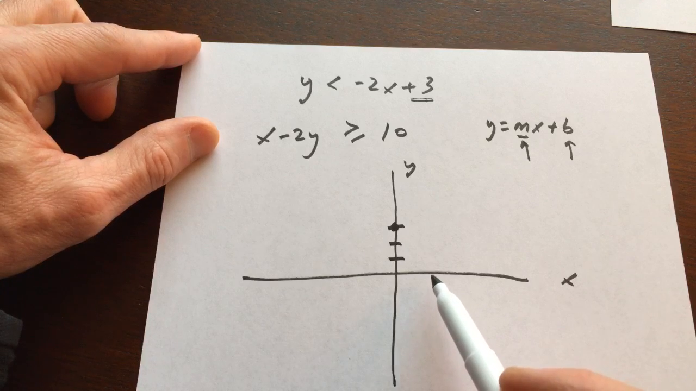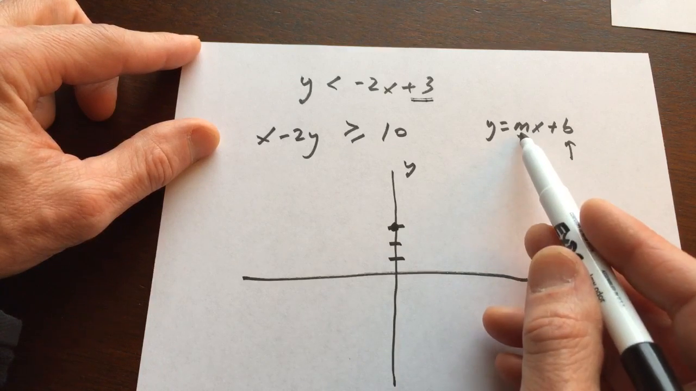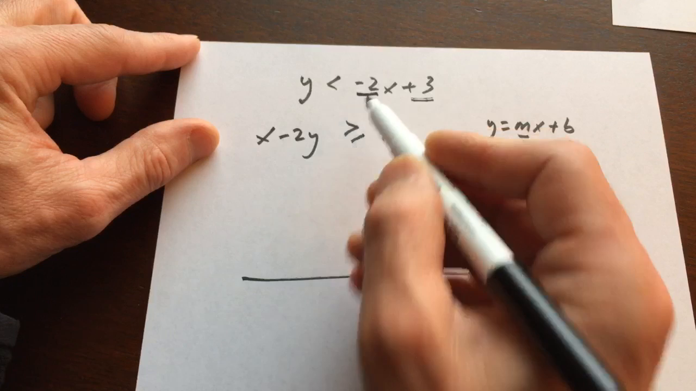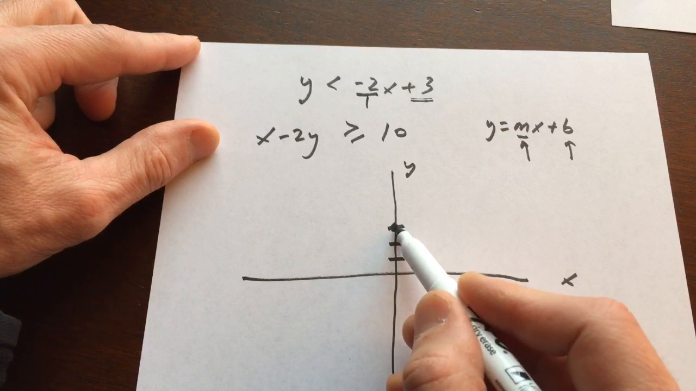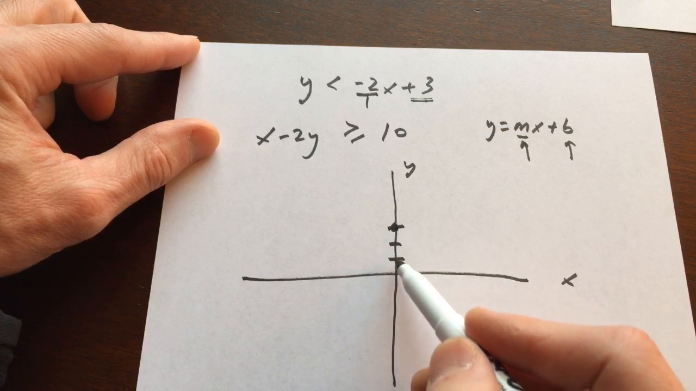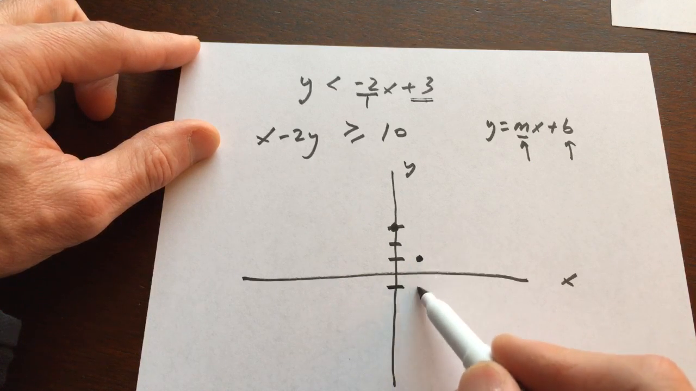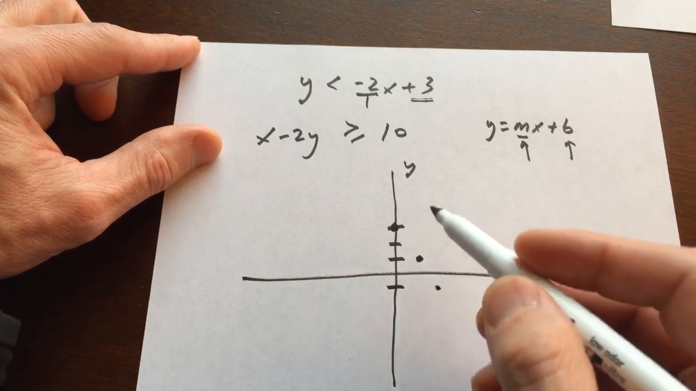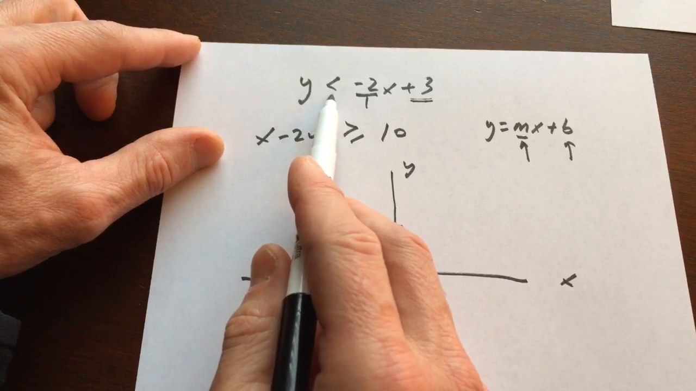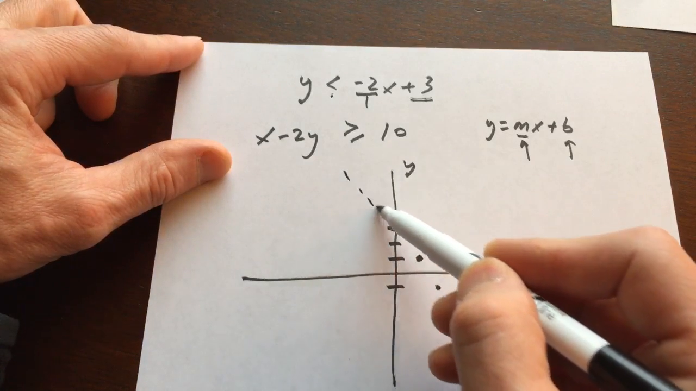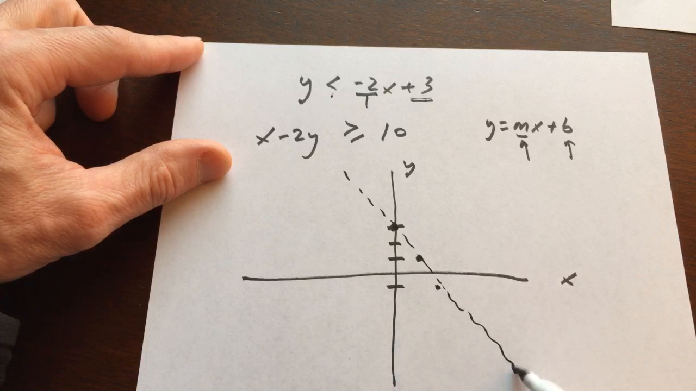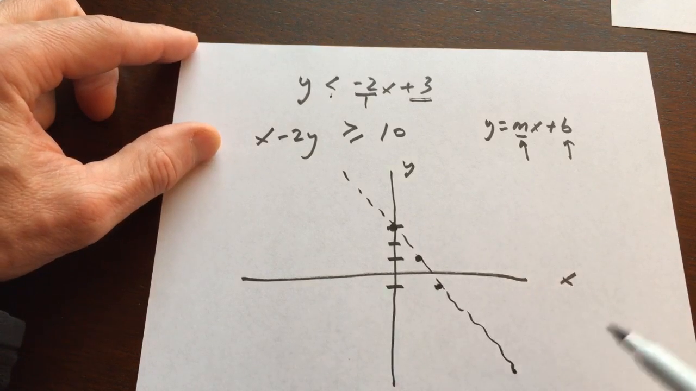And then the slope, the m value, the number in front of the x, is negative 2. You can think of that as negative 2 over 1. So from this y-intercept, I'm going to go down 2, go right 1, and you can repeat that process, down 2, right 1, and so on. Because this is a less than but not equal to, it's going to be a dashed or dotted line, like so, right? And then here's where you have a couple options.